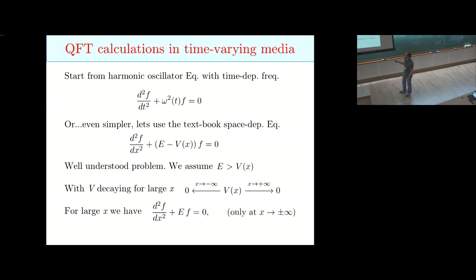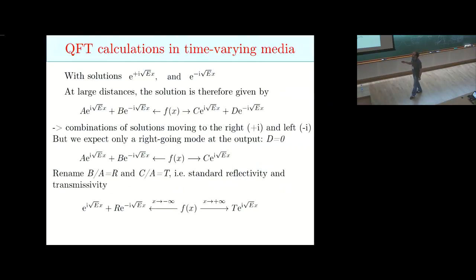So let's just use a textbook example where this term here is actually an E, so it's the energy of your system, minus V, have this spatially dependent potential V of x, okay? This is a very well-understood problem. Let's just assume for the moment that E is greater than V of x and that our potential is limited, okay? So it goes to zero for small and large x, okay? So for large x, that means x minus or plus infinity, essentially the V disappears and this is our harmonic oscillator. Okay, so that equation has very simple solutions.